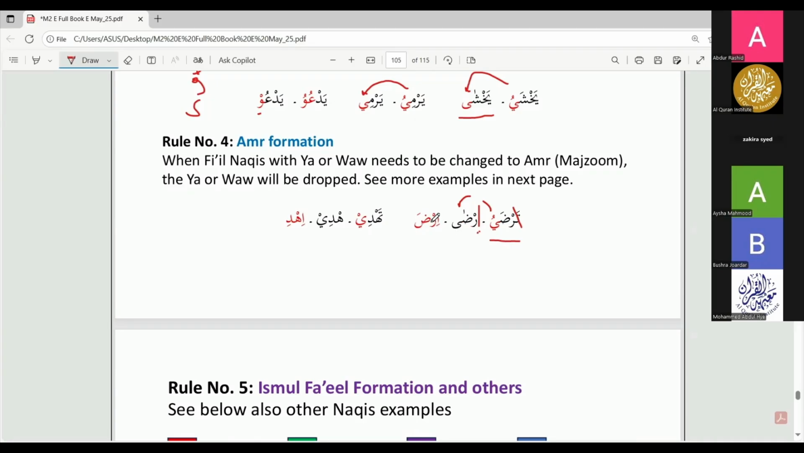So it's irda. And in the last stage of amr formation, we know that something has to drop. So what is dropping? Here the ya is dropping, so it becomes irda. Same way, tahdi, actually it was tahdiyu. Tahdiyu becomes tahdi. Then it has its sukun, as per the rule, hamzatul wasl comes in and something should drop. So this ya is dropped and becomes ihti, which is the final version of amr.